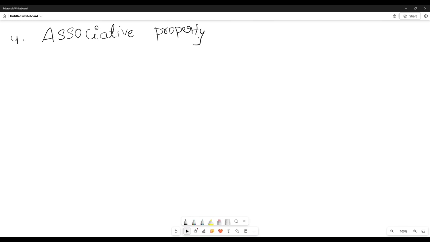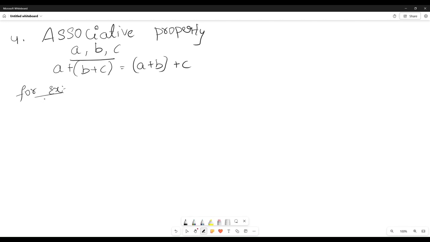For this property, let us consider a, b, c are the three integers. The formula is a + (b + c) should be equal to (a + b) + c. For example, let us consider -3 + (1 + -7). What do we get?